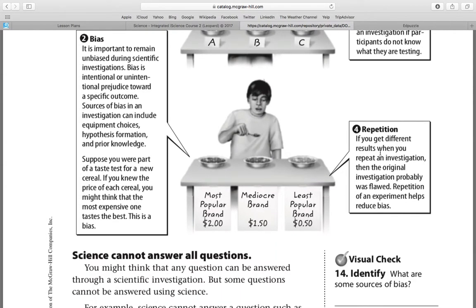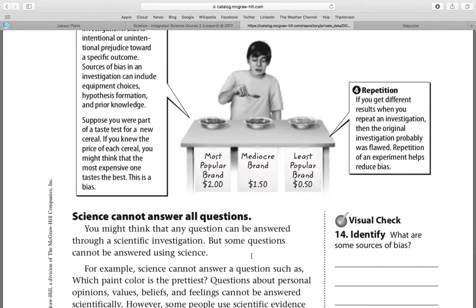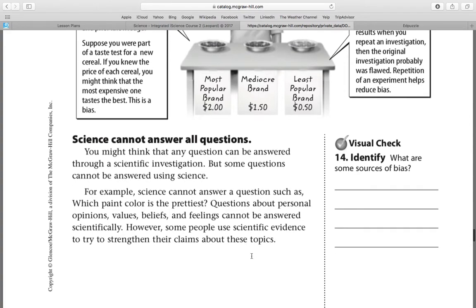Repetition, it says if you get different results when you repeat an investigation, then the original investigation probably was flawed. Repetition of an experiment helps reduce bias, to keep you from having a biased opinion about what you're investigating. If you've worked really hard on it and you want it to have this particular outcome, it's really important that you keep repeating the investigation to make sure that your opinion the first time isn't flawed. You want to repeat that experiment to make sure it's accurate. That's why it's really important when you test your hypothesis, test it over and over and over to make sure you get the correct answer.